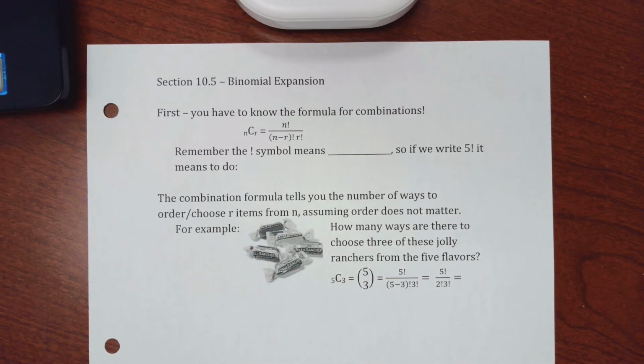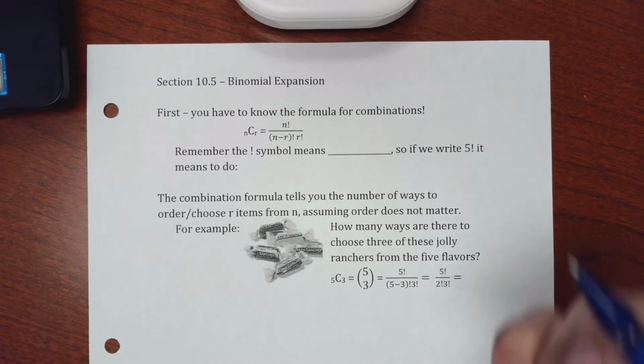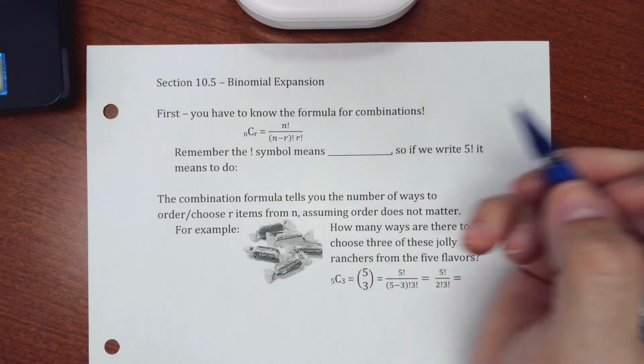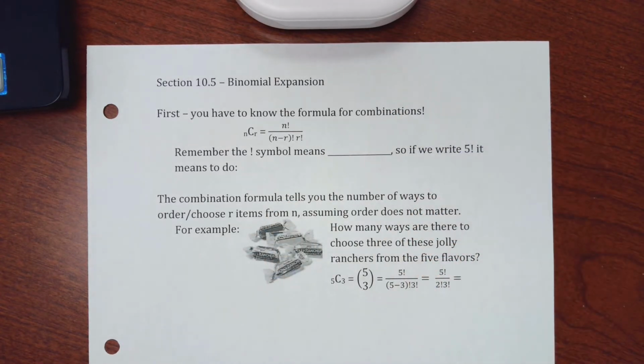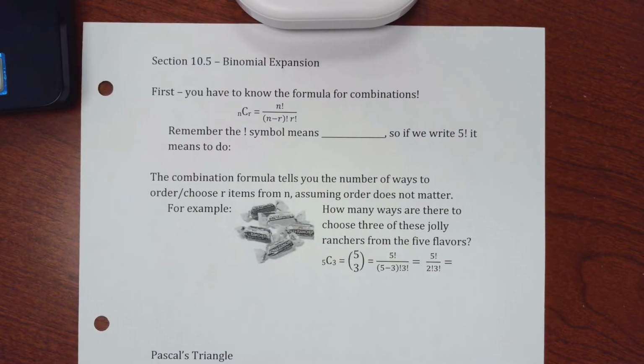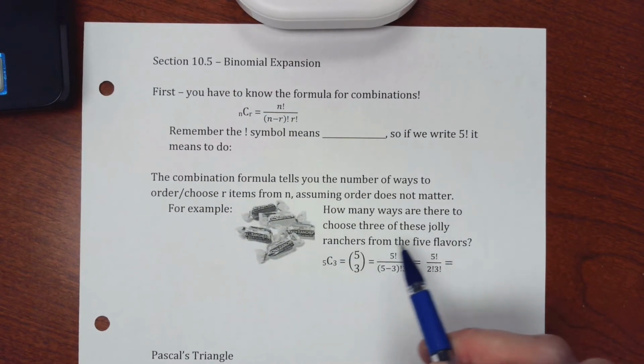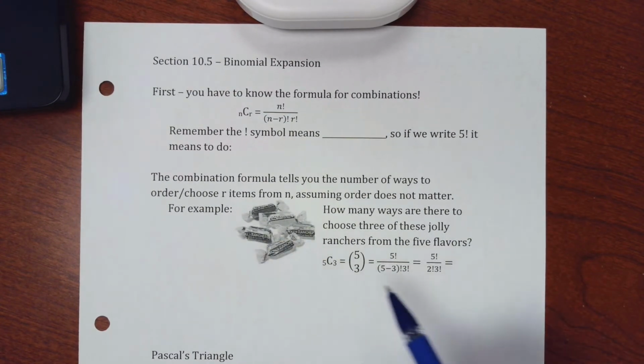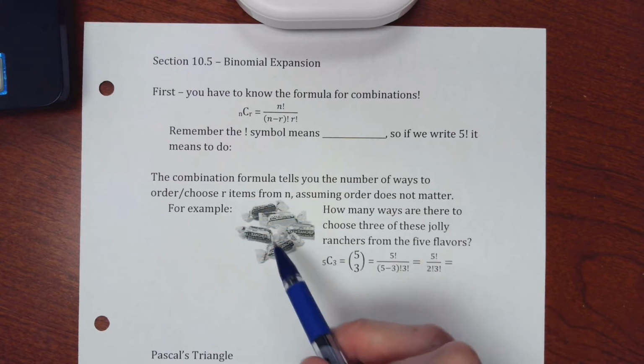Alright, so we're going to do something called binomial expansion. Before we do this, you have to remember from last year when you did permutations and combinations, and that is the formula for combinations here. When you do combinations, it's a problem like this: how many ways could you choose 3 of these different flavored Jolly Ranchers from the 5 flavors given to you?